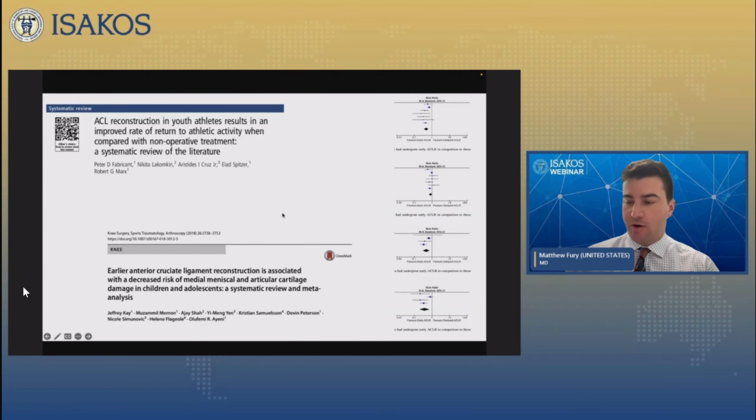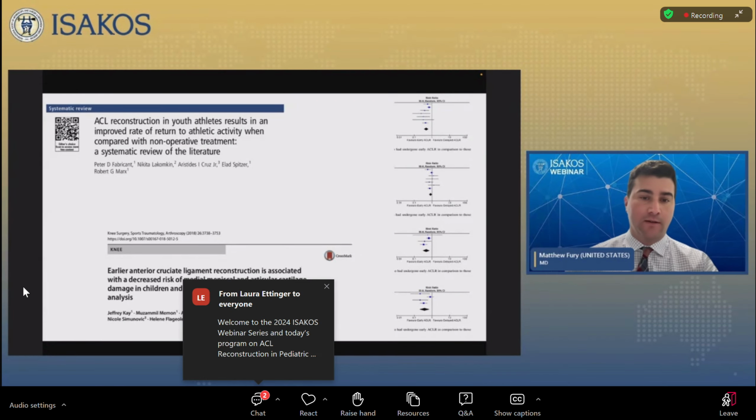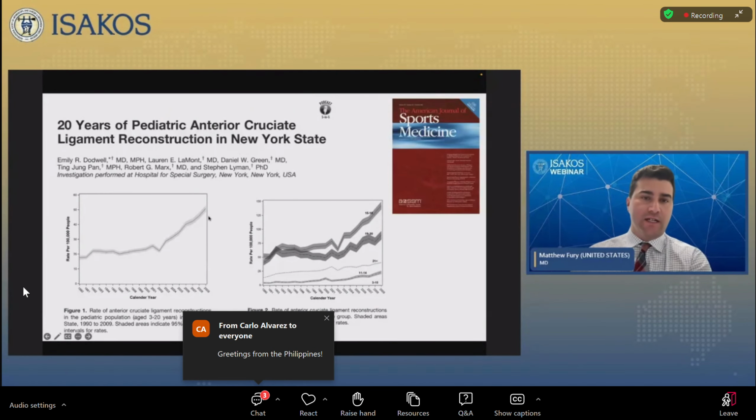And what we know now with our recent literature, historically we've told these patients, wait for skeletal maturity, wait for your growth plates to close, and then we can perform adult type reconstructions. But our recent literature has demonstrated that operative treatment demonstrates better return to sport rates when compared to non-operative treatment, and that earlier reconstruction is associated with decreased rates of secondary meniscal cartilage injuries when compared to delayed treatments.